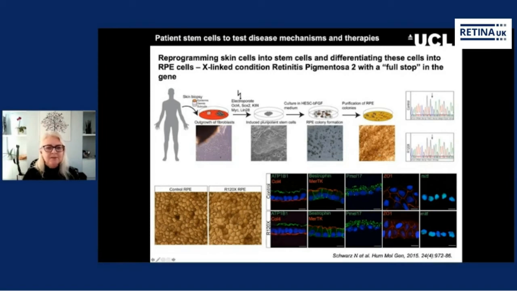So here's an example of RP2 with a full stop mutation. And you can see here's a control and here's the patient cells, and they make nice RPE cells. So that's already telling us that if you have this change in RP2, you can make RPE cells. And then we can do lots of fancy experiments like these microscopy images shown here to see if there is anything wrong with these RPE cells at all.